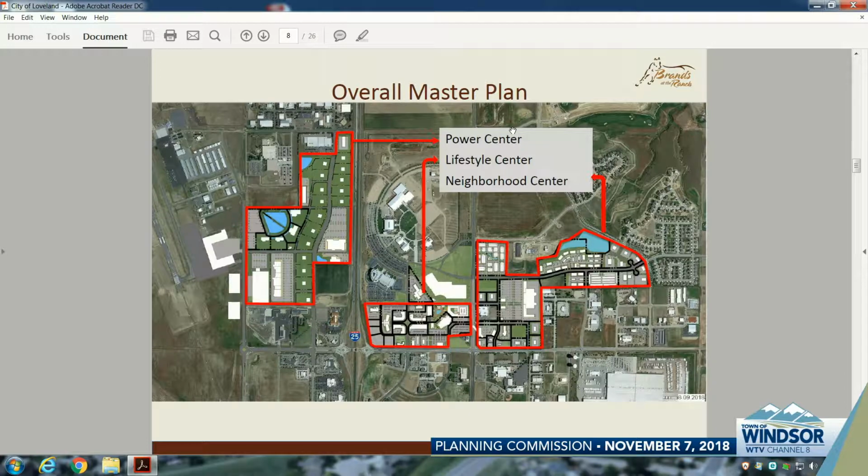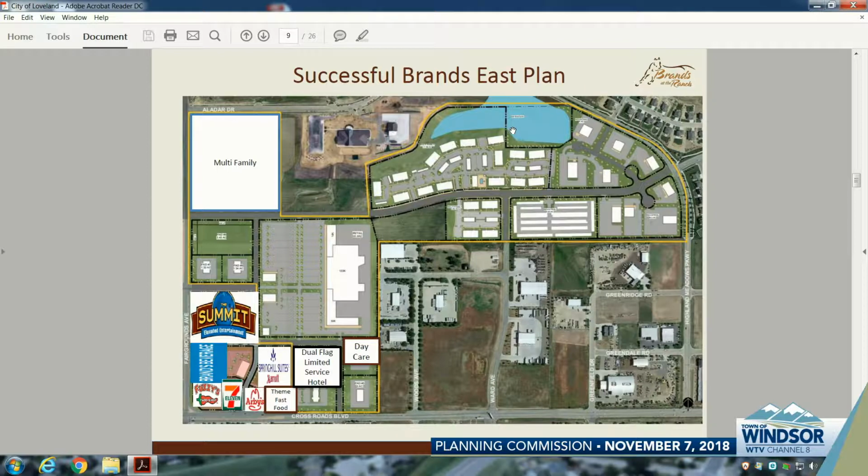Again, the land mass is mixed use in the center, more of a power center over there by the airport, and neighborhood centers on the Windsor side. This is the Windsor site that we are working on tonight. The big box in the middle is hopefully a grocery store. Mark, can you point out where that is? Right. There we go, right there.